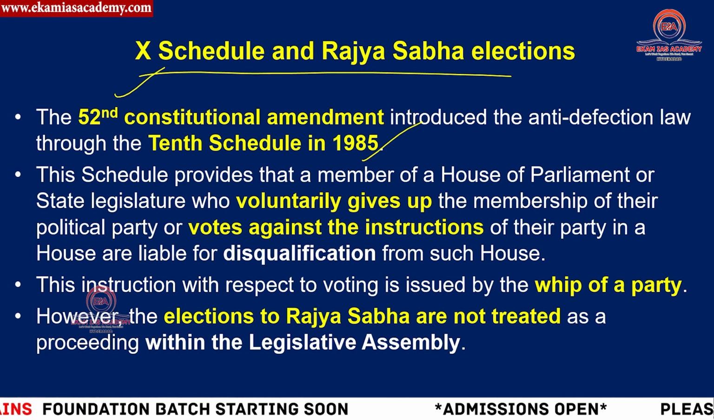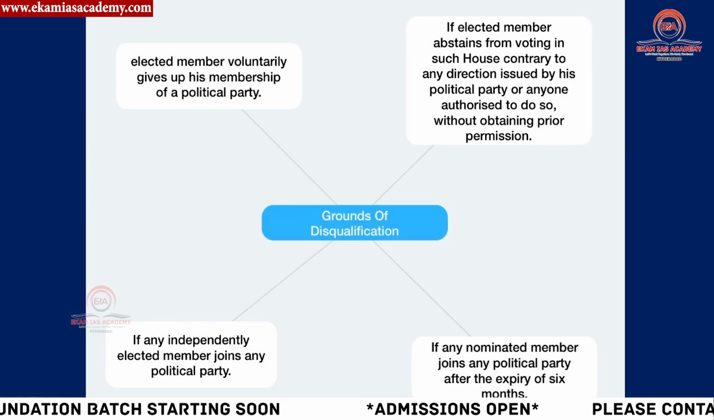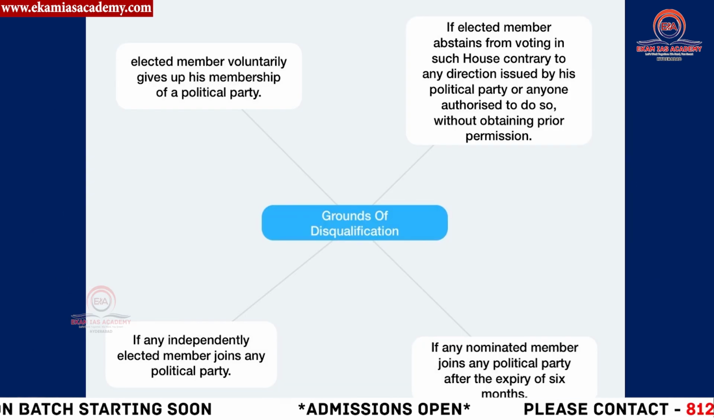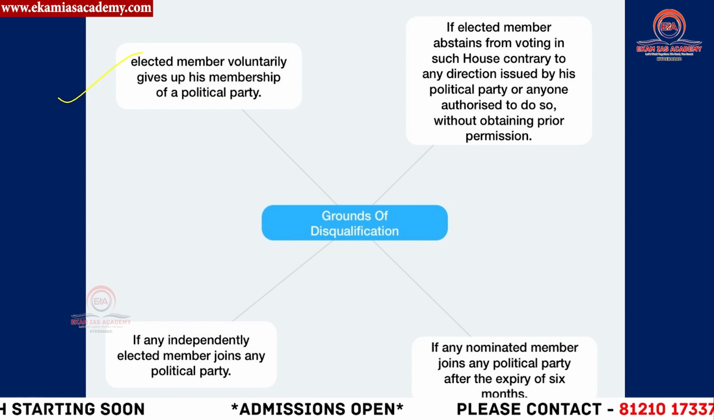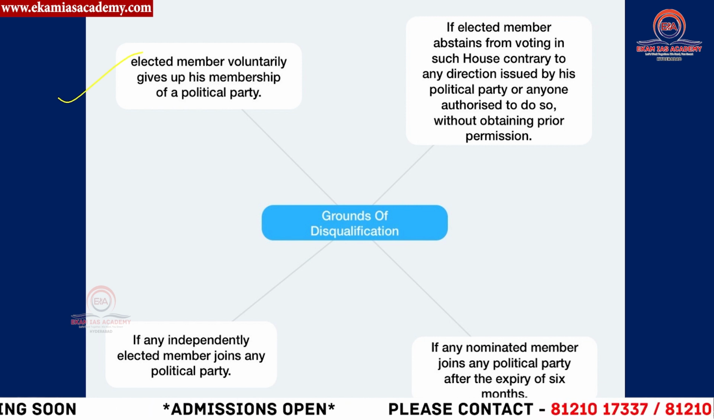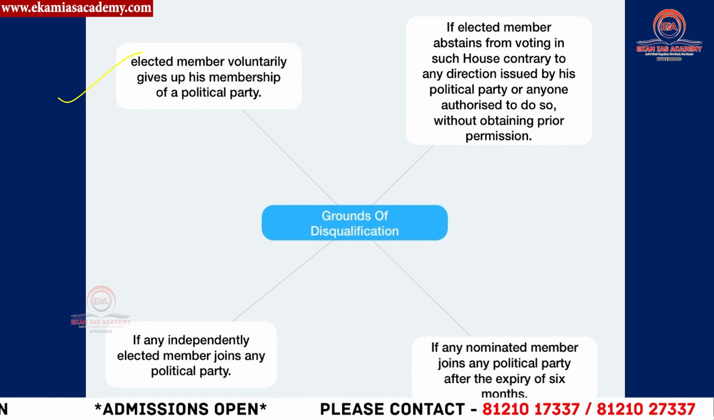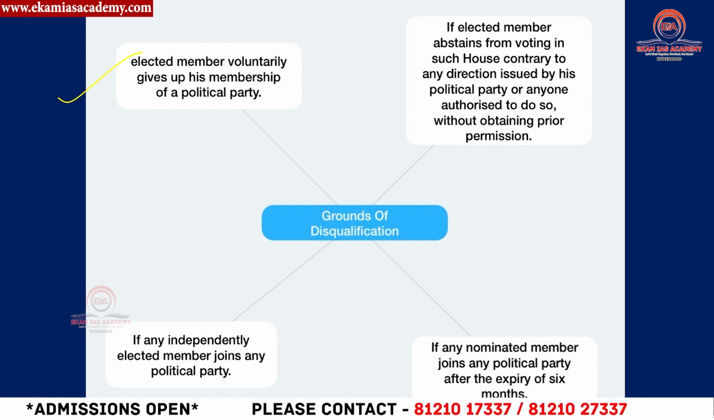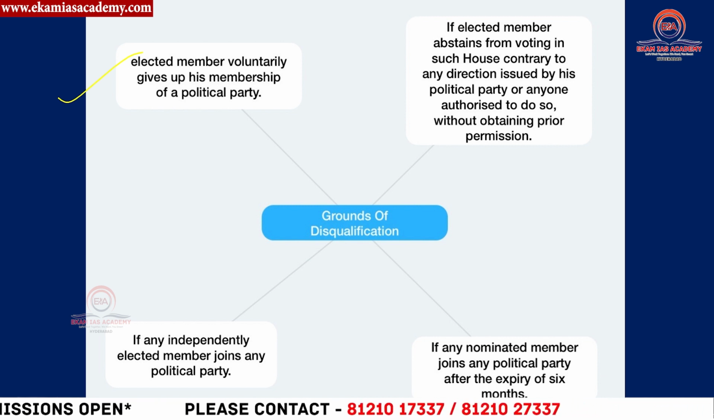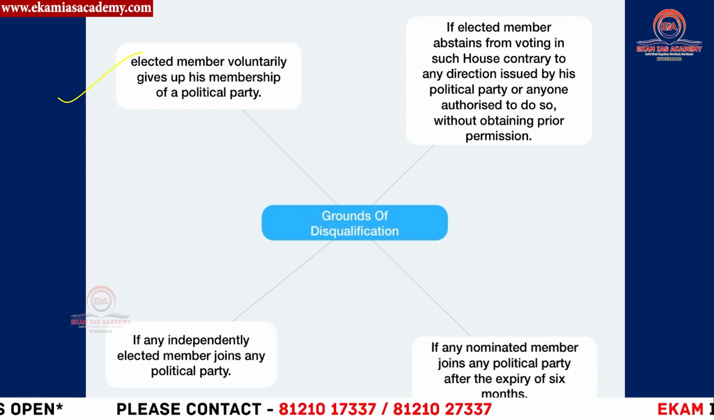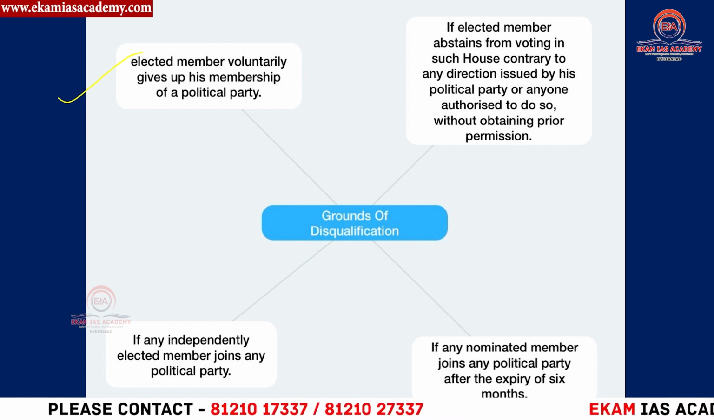So four grounds were mentioned. As you can see on the screen, there are four grounds mentioned. One is an elected member voluntarily giving up membership of his political party. Means if you're elected on one particular party's ground and then shift your loyalty or change your political party after getting elected, then you'll be disqualified under the grounds of defection.